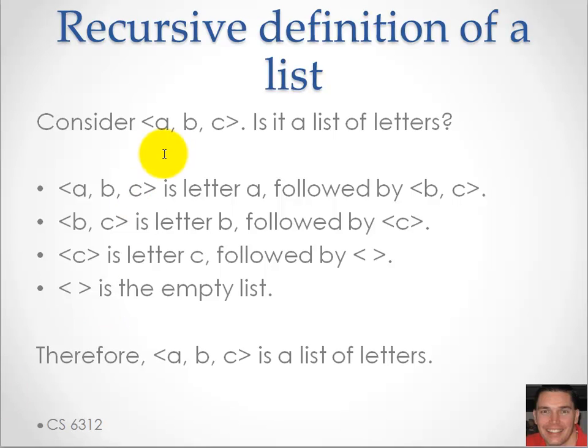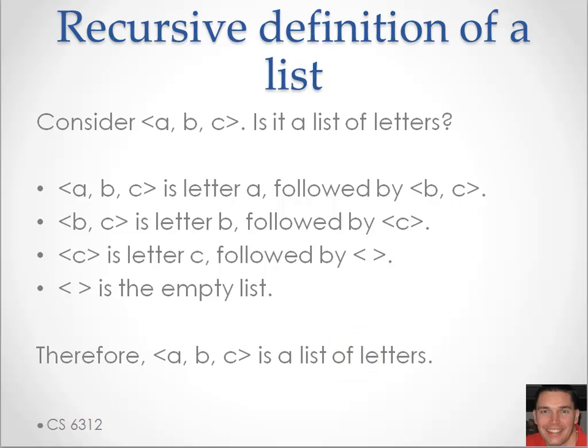So let's look at a little bit more detail on using a recursive definition of a list. Let's consider ABC here and ask, is it a list of letters? Well, ABC is a letter A followed by the list BC. BC is the letter B followed by the list C. C is the letter C followed by an empty list, and this is the empty list. So this fits into our recursive definition of a list. Therefore, ABC is a list of letters.